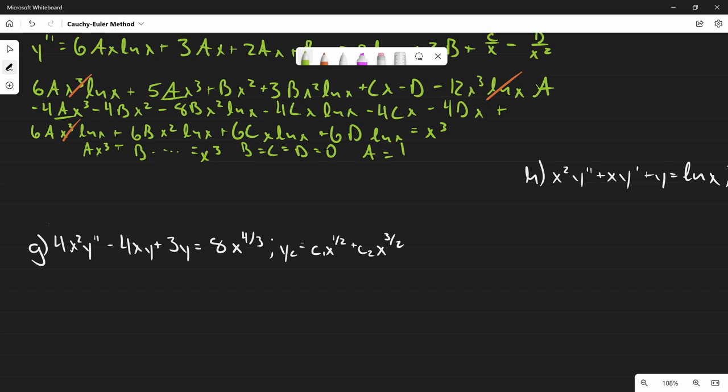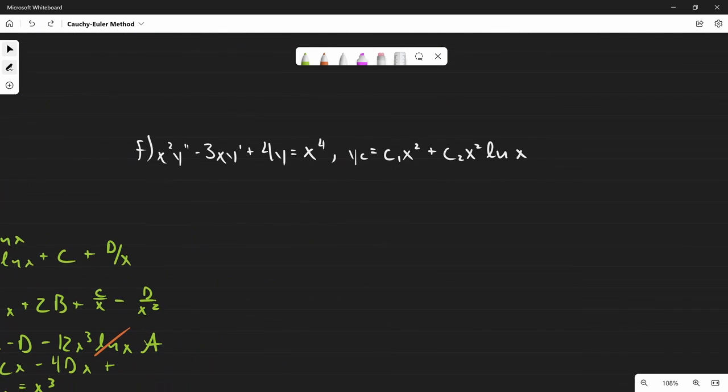So that means our solution will just be y equals c1x squared plus c2x cubed plus x cubed natural log of x. So that is it for this one. And so now let's move on to the next one.